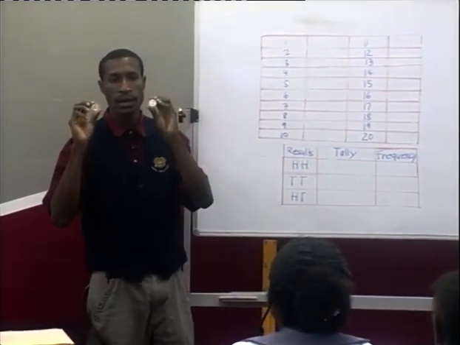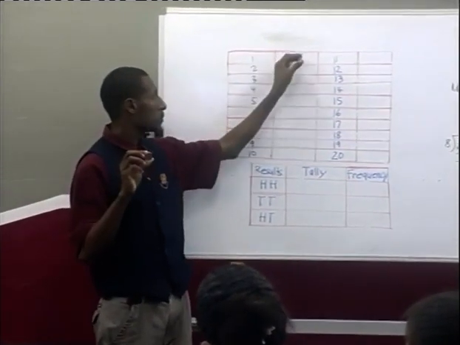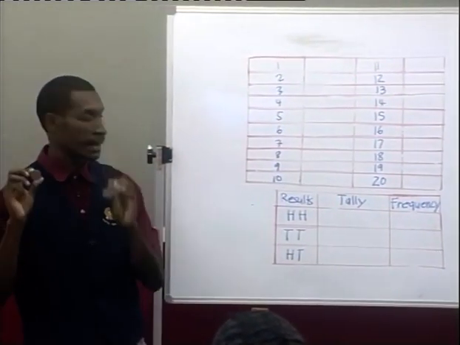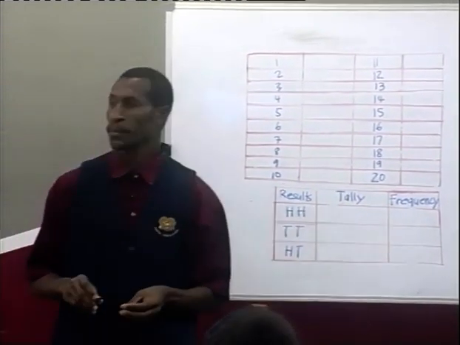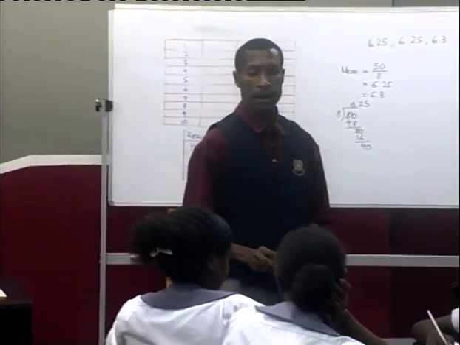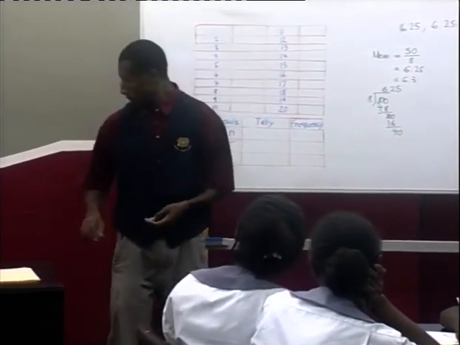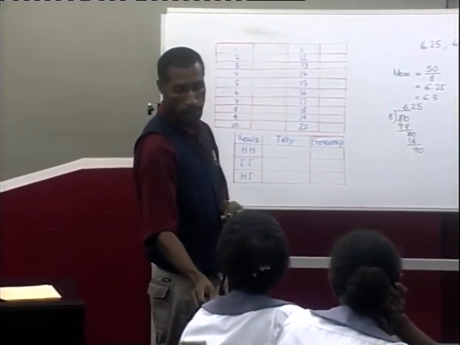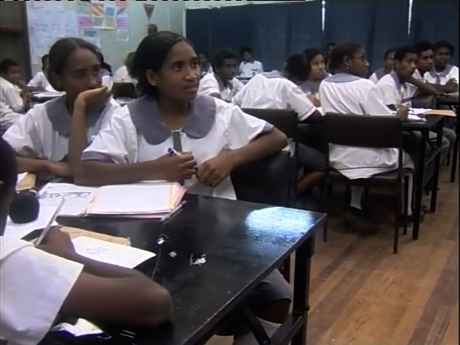So if the first toss gives me the result 2 heads, I will put it down here and record it, up till 20. And then I will make the tally of it and the frequency. I will have some assistants. Erica, you will help me to write down the result, head or tail, each time I toss the coin.